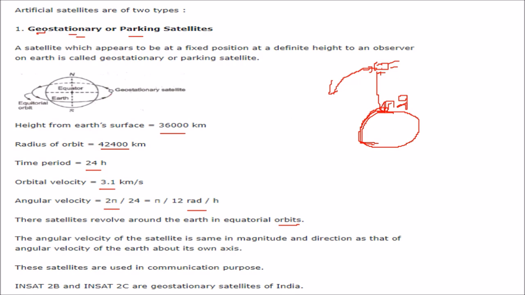If this is the equator, then it is revolving around in the equatorial orbit. That is why it is stationary. The angular velocity of the satellite is the same in magnitude and direction as the angular velocity of Earth about its own axis, which I told you just now. These satellites are mostly for communication purposes. For example, INSAT 2B and INSAT 2C are geostationary satellites of India.